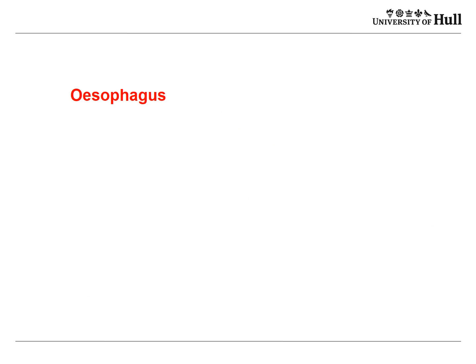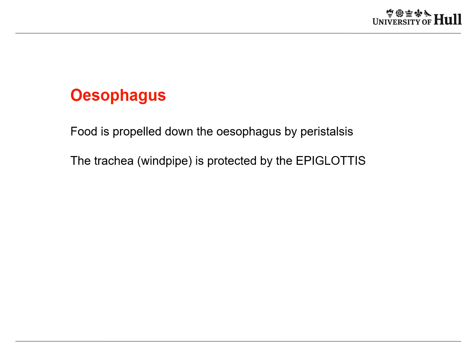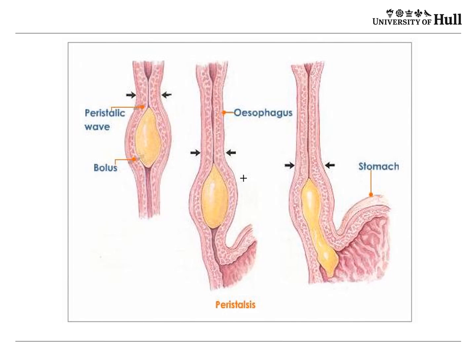Next, the esophagus. Food is propelled down the esophagus by peristalsis, a mechanism which we've already met. The trachea, or the windpipe, is protected by the epiglottis. And here's the food being propelled down the esophagus by a peristaltic wave, and it ultimately ends up in the stomach, and we will look at the structure of the stomach next.